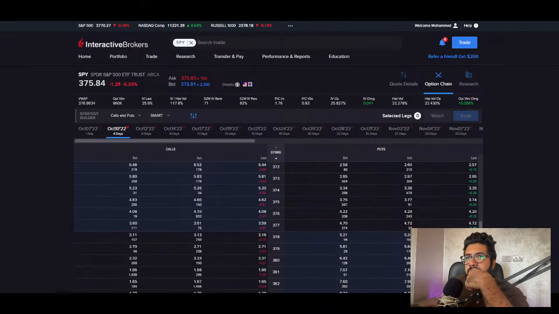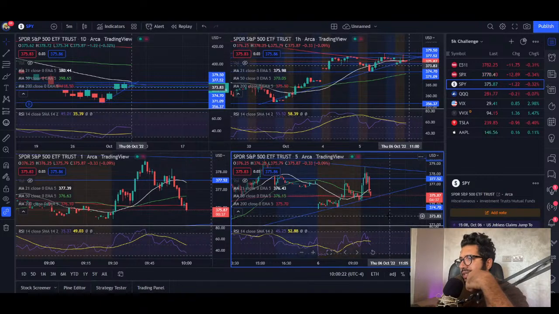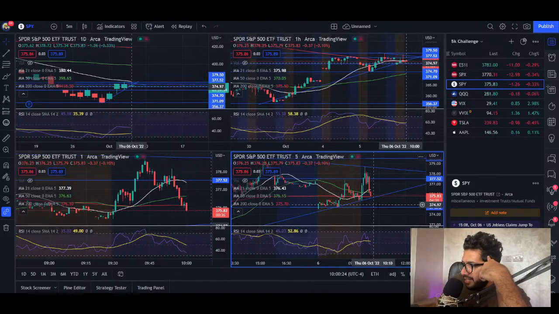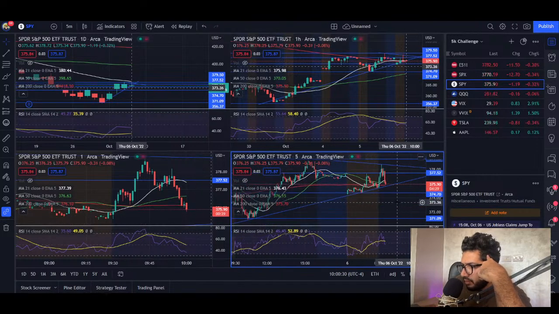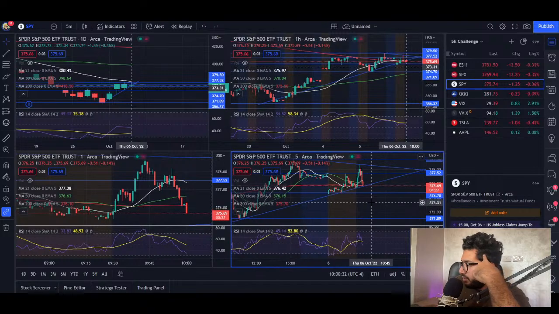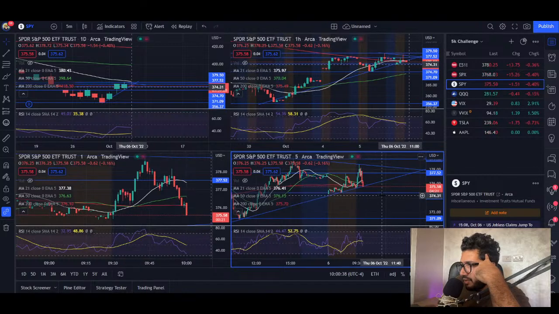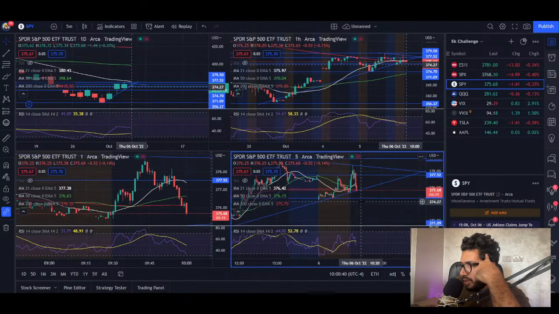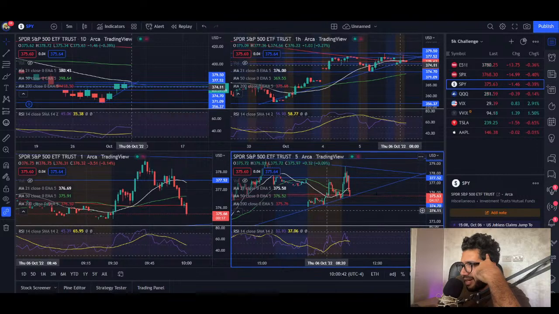So let's just keep a quick eye on this one here, right? So we're going for the retest. I am looking for a breakthrough and retest. There you go, breakthrough as expected, and it just broke through our trend line and rejected right at this trend line.